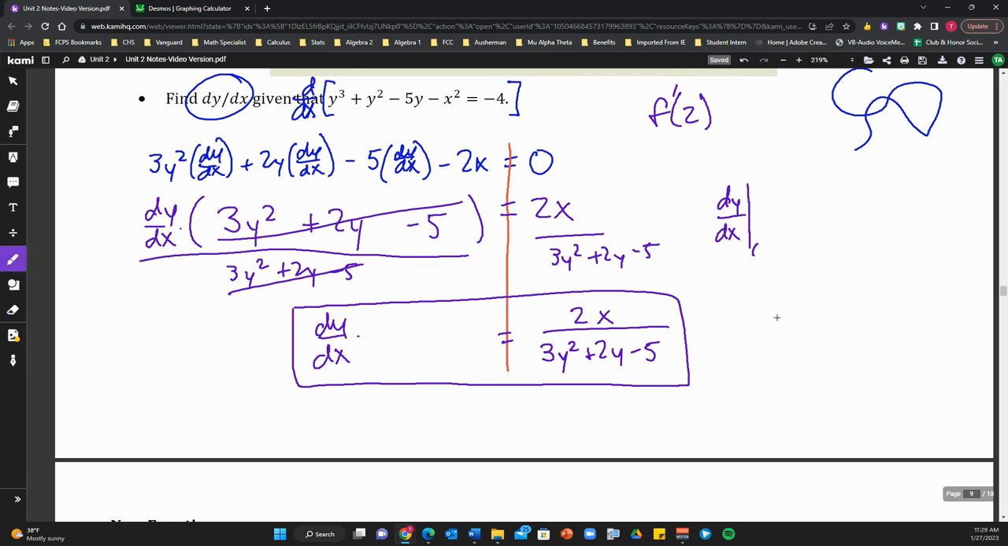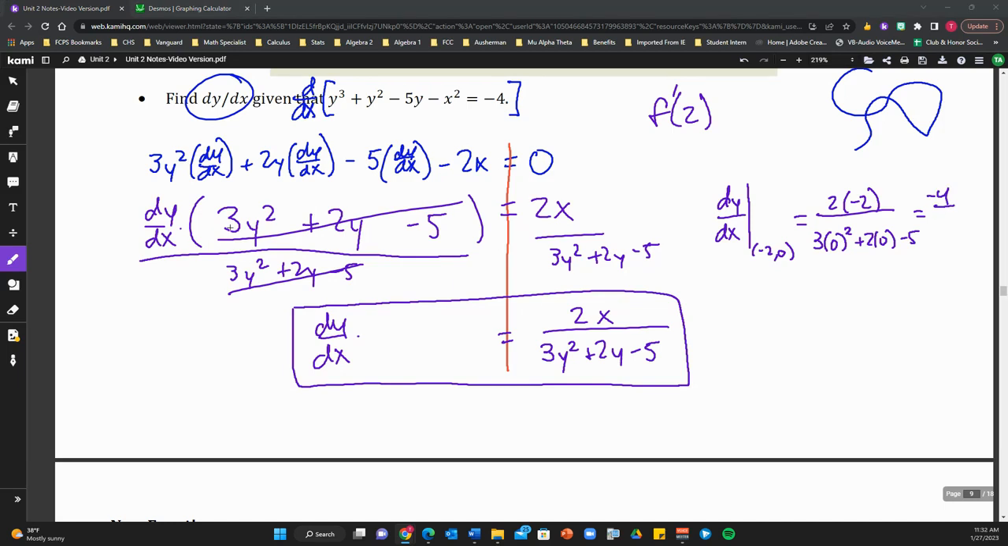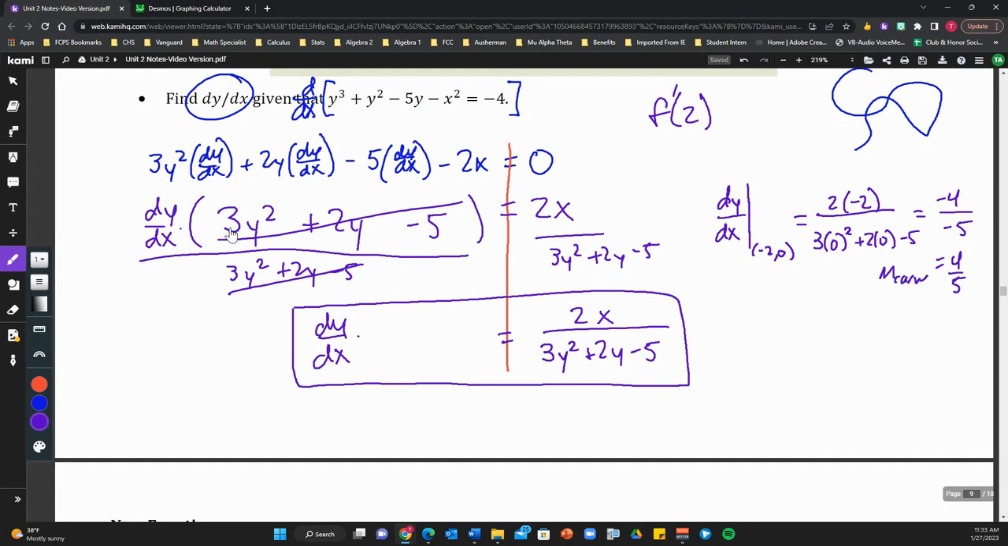That just means I'm going to take those coordinates now and substitute them into this equation for x and y respectively. So that would give me 2 times negative 2 over 3 times 0 squared plus 2 times 0 minus 5. Or we get negative 4 over 0 plus 0 minus 5, so negative 5, or 4/5.